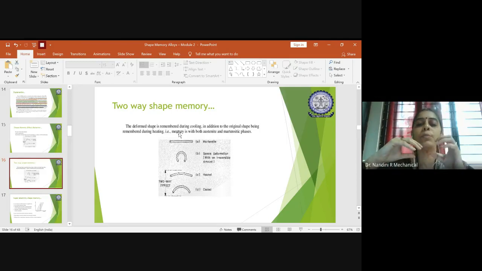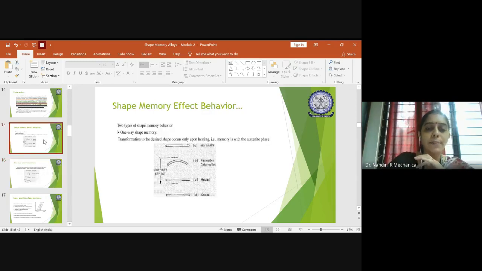It has the memory concept in both the austenite and martensitic phases, where it can go to and fro. Then the hysteresis loop will be closed because it has the two-way shape memory effect. If it has a single-way memory, it cannot regain its original position. This will be the initial. When heated, it can deform, but it won't be able to come back to the position because it will not have the memory in the cooling stage.